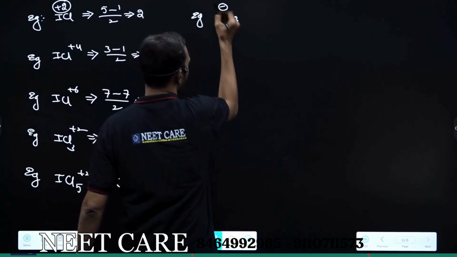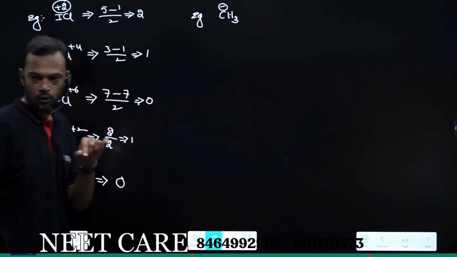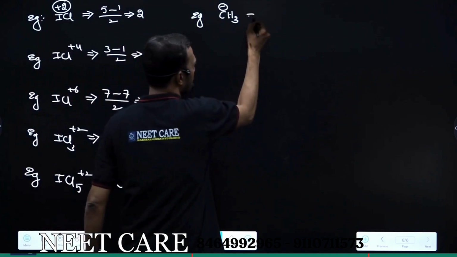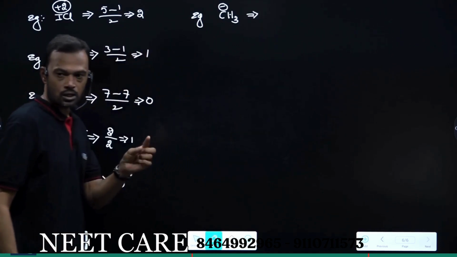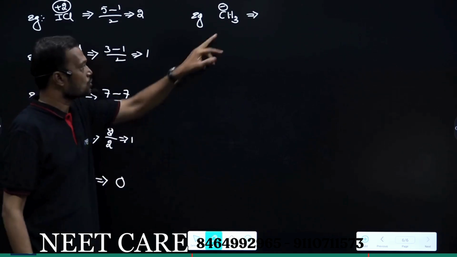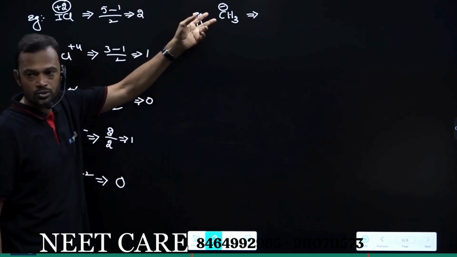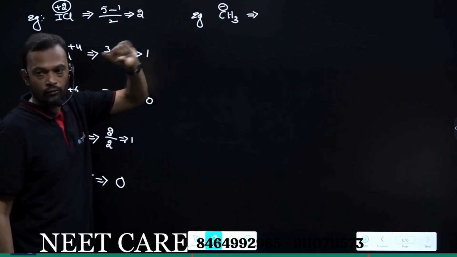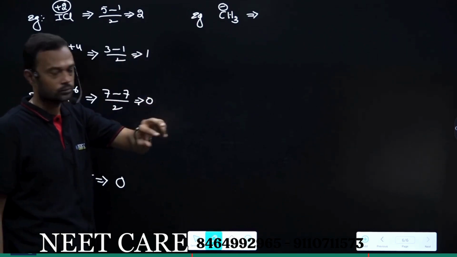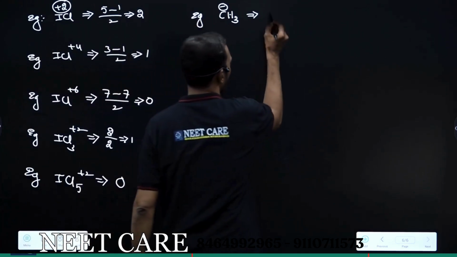This is CH3 minus, carbanion. Up to now we discussed only cations. Now it is an anion. Carbon. See, when positive charge is given, we start removing electrons. When negative charge is given, keep on adding electrons. So if you add an electron, carbon is how much? Fourth group. 4 plus 1. When negative charge is there, add 1 electron. When positive charge is present, remove 1 electron. So 4 plus 1. How much?